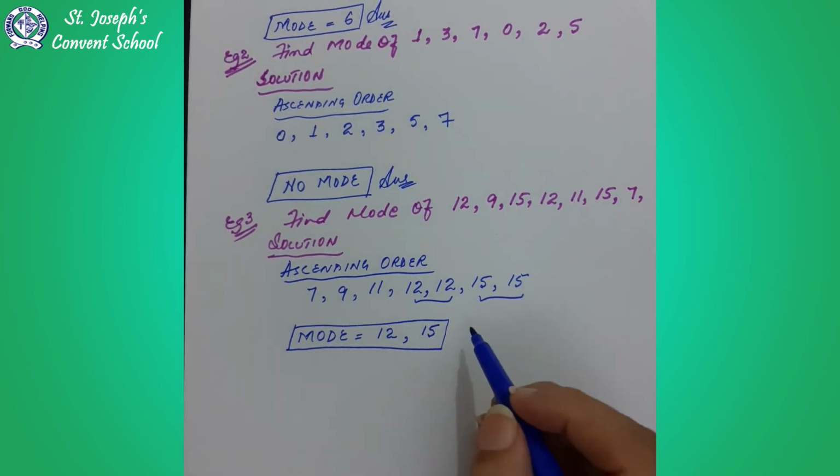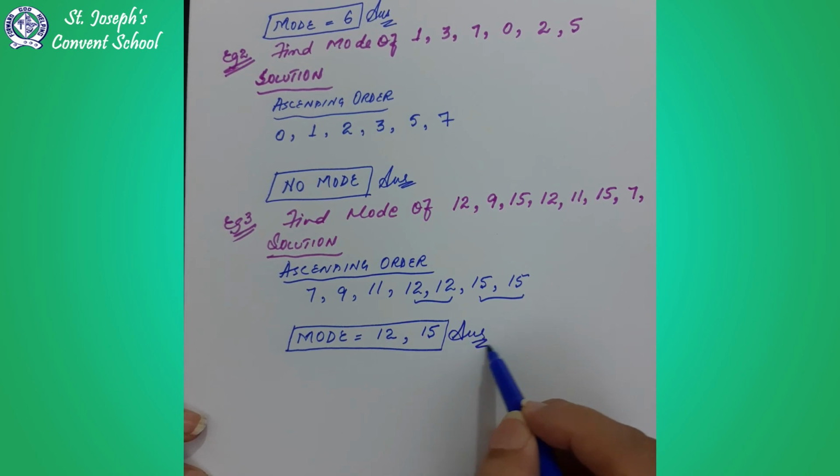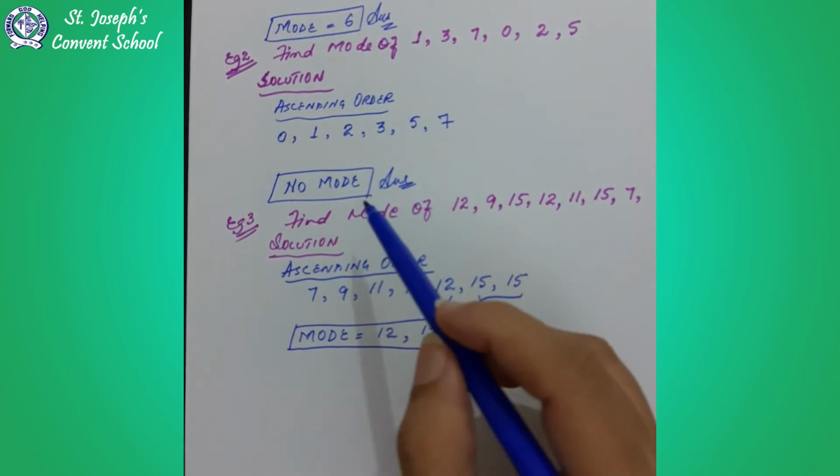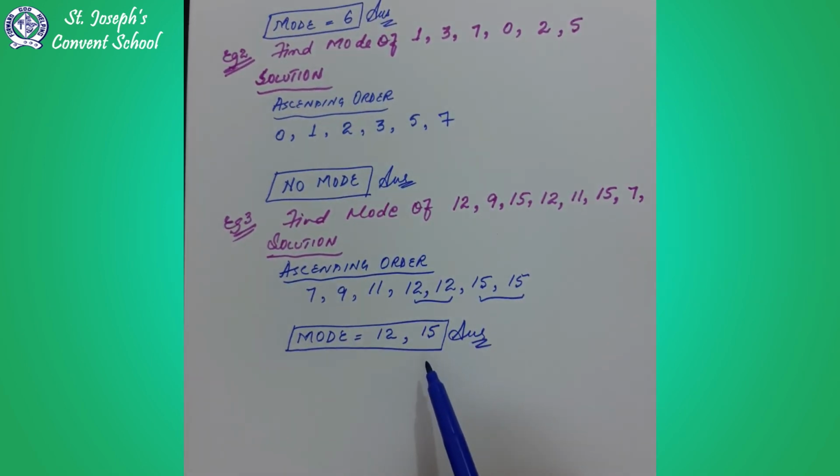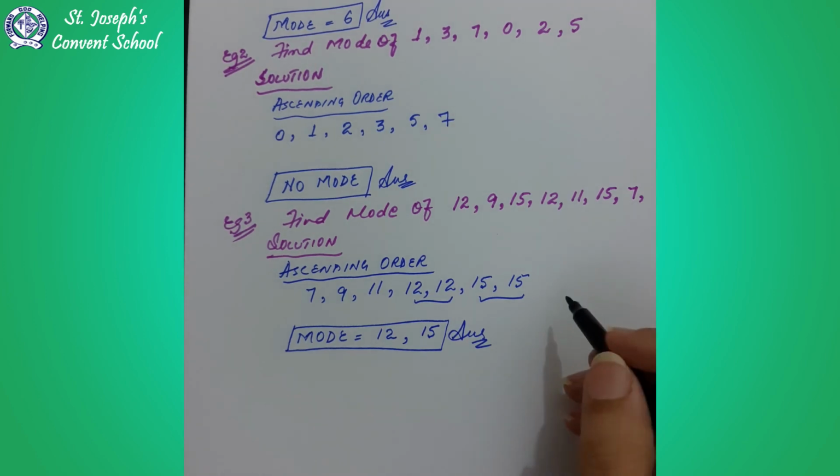So there are different types. There can be one mode, there can be no mode, and there can be more than one mode. So there are two modes in this case. I hope you have understood it. This is simple, not difficult.